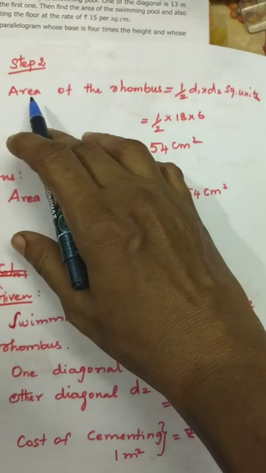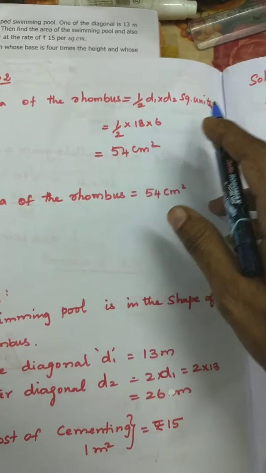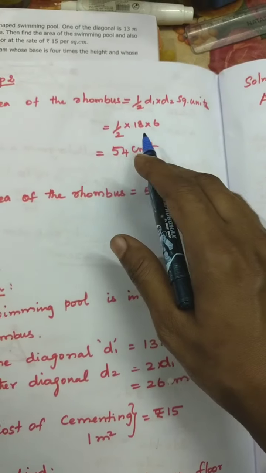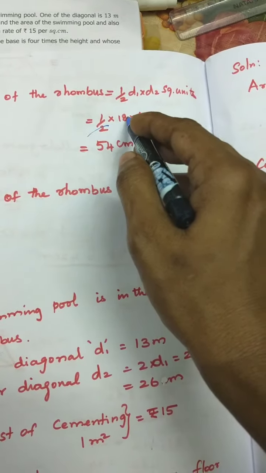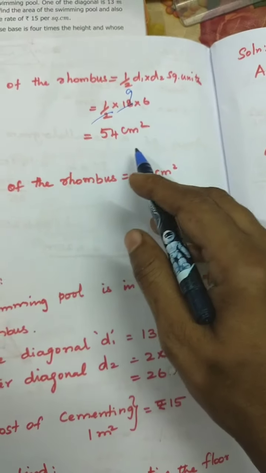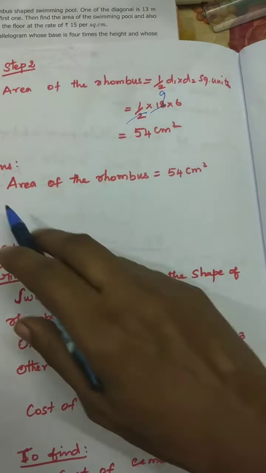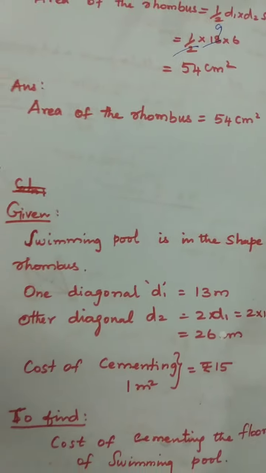Now in step 2, we shall find the area of the rhombus. That is half into D1 into D2 square units. That is half into 18 into 6. Now you cancel this, 9 2s are 18. So 9 6s are 54 centimeter square. Then area of the rhombus is equal to 54 centimeter square.